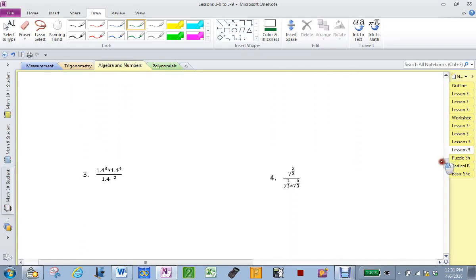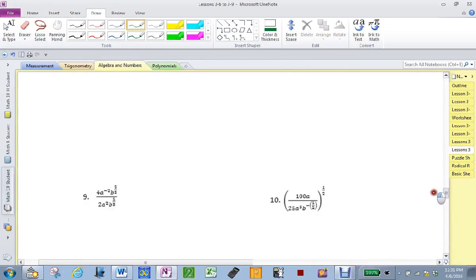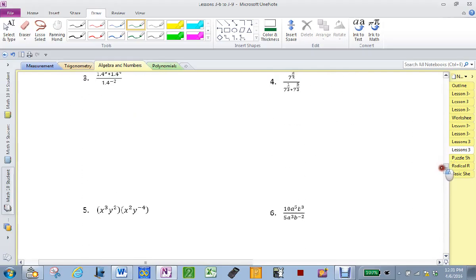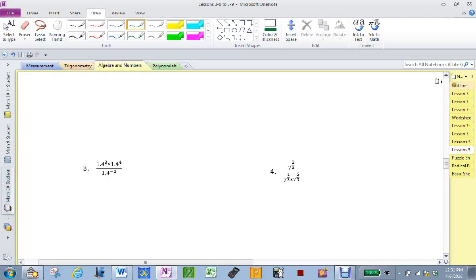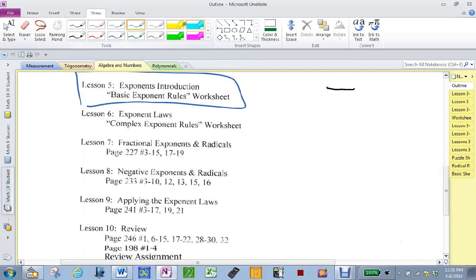Anyway, guys, listen please. Later in the period, I want to do some more of this work. Okay? All right? But before we go on, I want to show you, first of all, the complex exponent rules worksheet. I gave you all the answers to the basic one yesterday, yeah? Or the day before, I can't remember. It was yesterday.